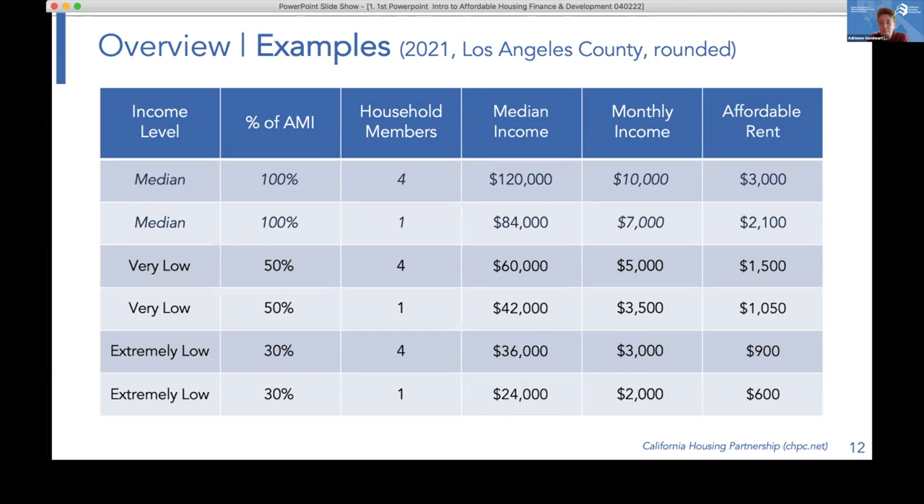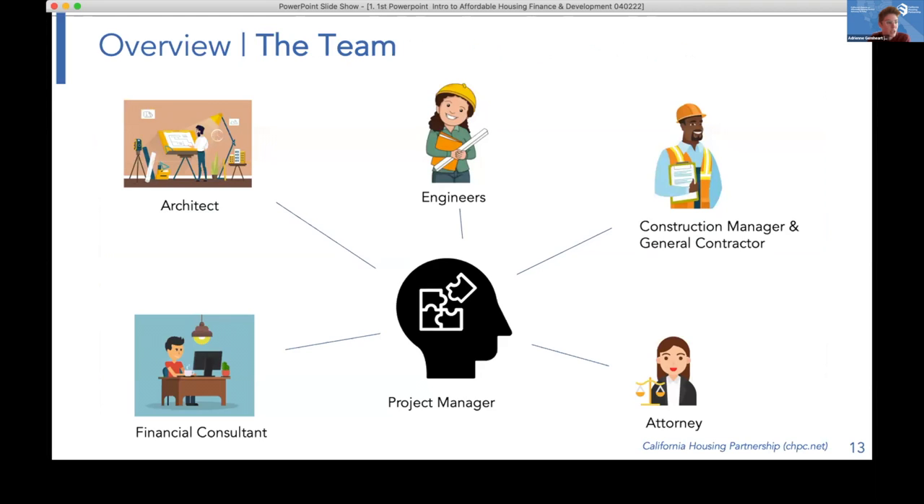So this is just an example of what kind of incomes we're looking at and the rents that we're targeting when we're developing affordable housing. I'll pass it on to Michelle to cover a couple slides.